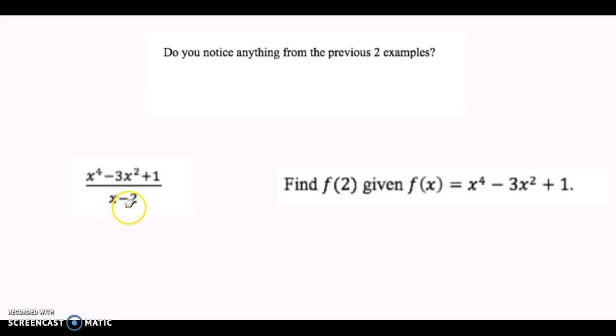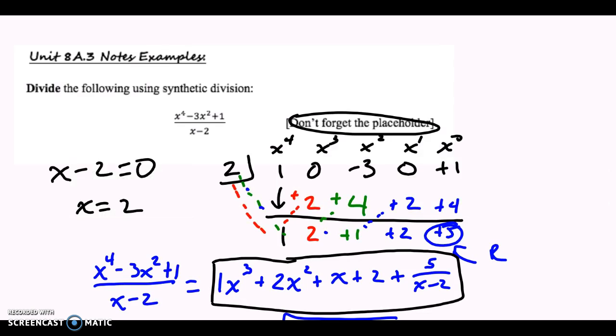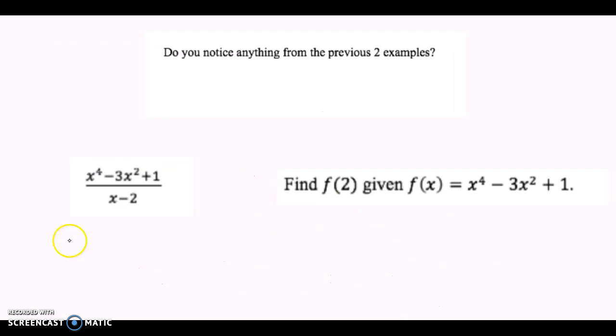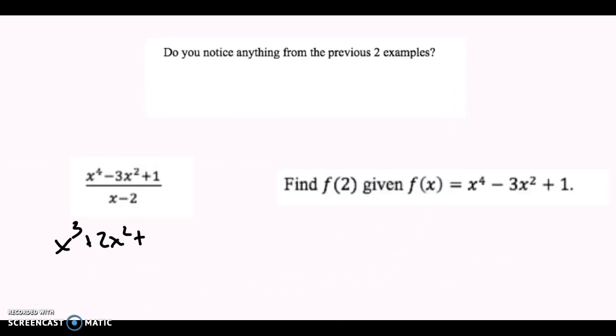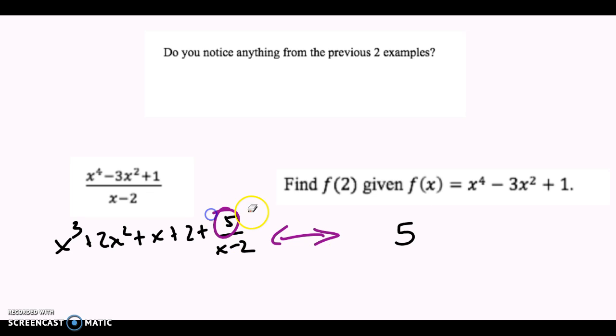Take a look at what we got. x to the fourth minus 3x squared plus 1 times x minus 2 was equal to x cubed plus 2x squared plus, I think it was plus a x plus 2 plus 5 over x minus 2. And f of 2 is equal to 5. If I look over here and I see something that seems like it's from aha, the 5s.